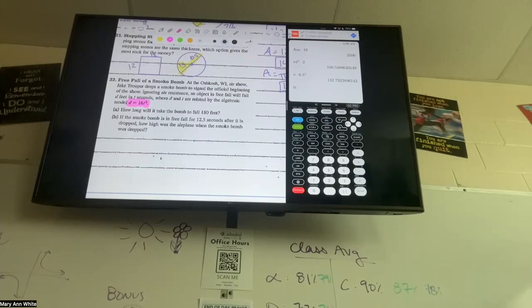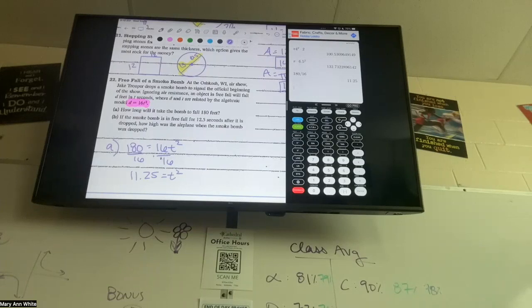Where does that 180 feet go in my equation? D, why? It's my distance, it's in feet, we just plug that in for D. So I'm going to do 180 equals 16 t squared. That seems simple enough, right? How do I solve? Divide by 16. So 180 divided by 16 is 11.25 equals t squared.